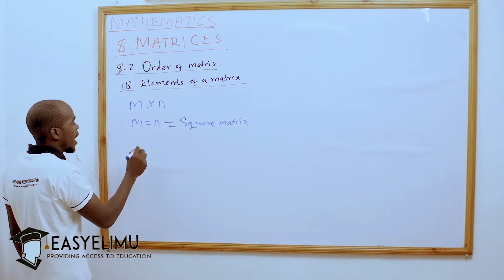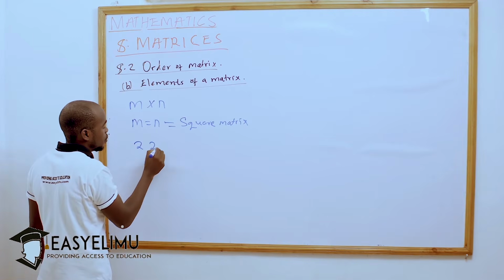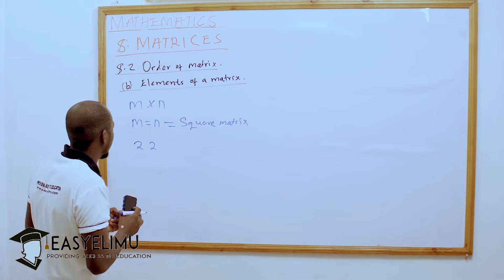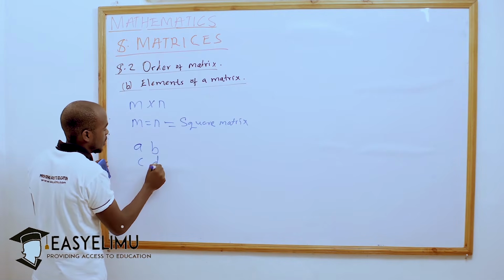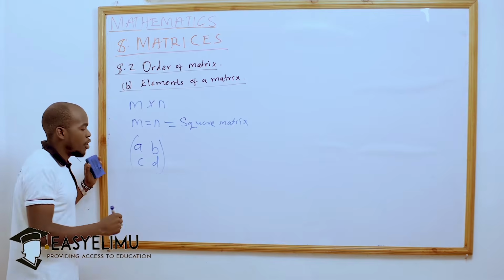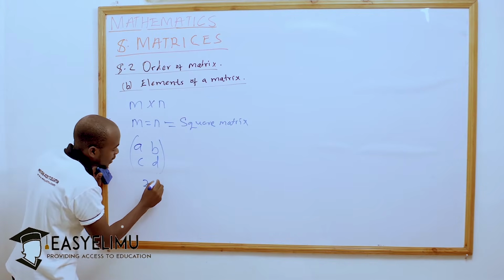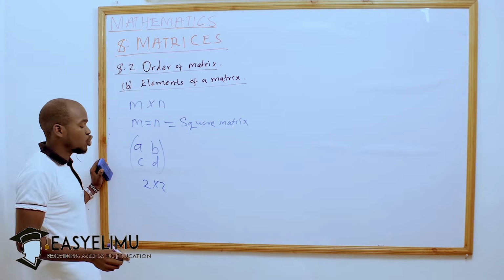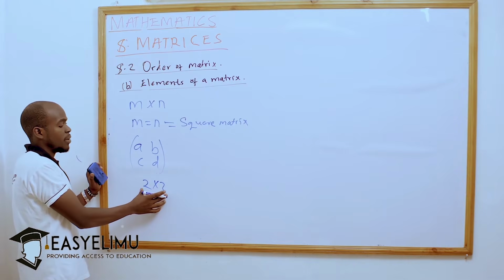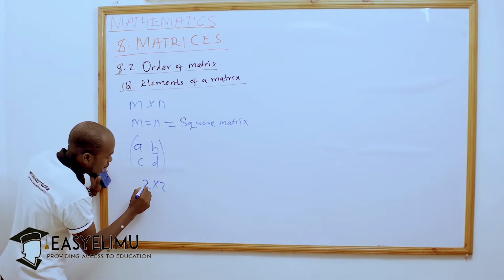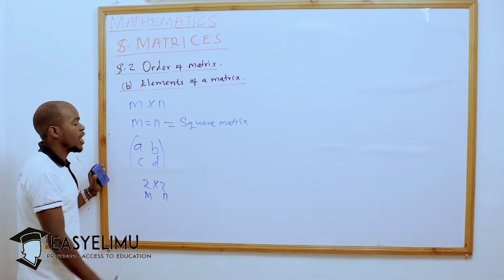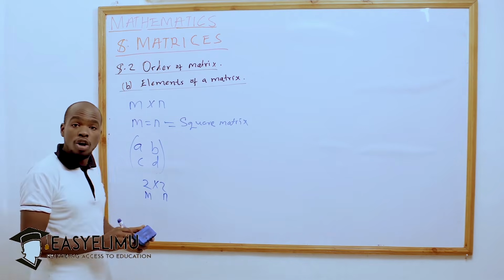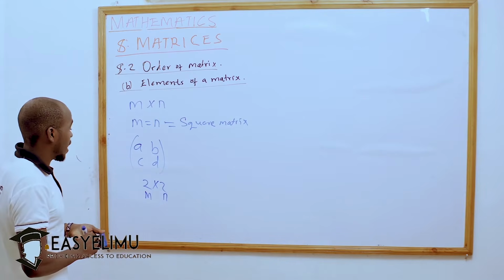And that one can be identified, for example, like a 2 by 2 matrix, whereby we can use even letters A, B, C, D. This is a matrix which has 2 rows and 2 columns, so it's a 2 by 2 matrix, meaning the number of rows, which are M, is equivalent to the number of columns, and that is what we refer to as a square matrix.